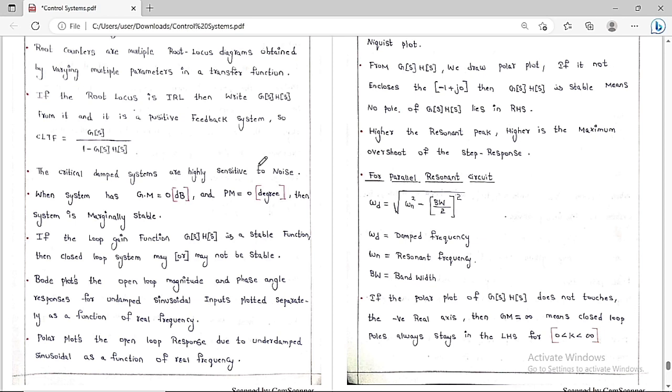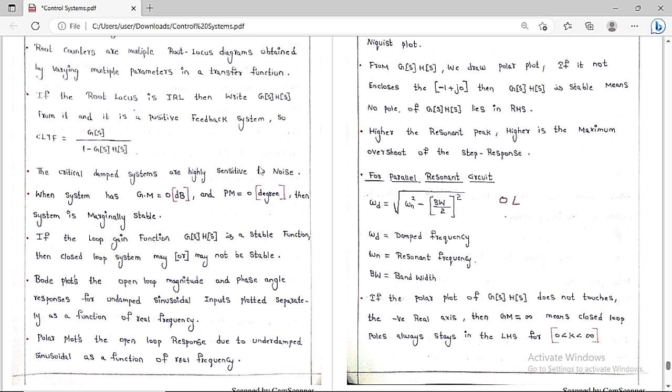The next point is, if the loop gain function G of H of s is a stable function, then the closed loop system may or may not be stable. I have already told you, whenever the open loop transfer function is stable, then the closed loop transfer function can be either stable or unstable. This one I have already told you so many number of times.